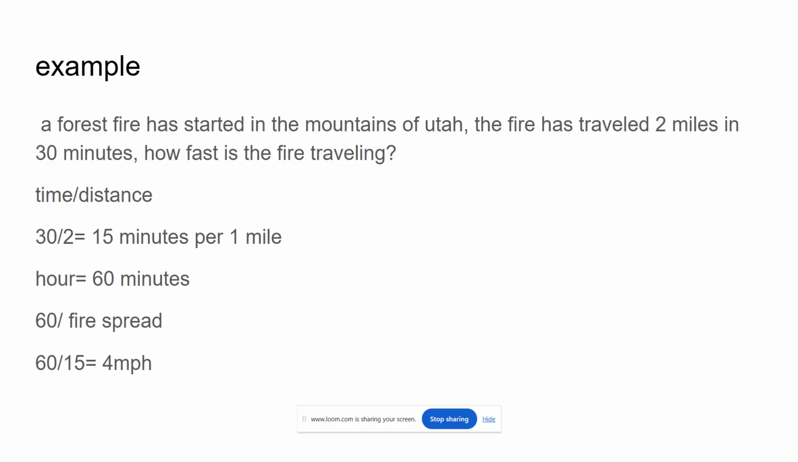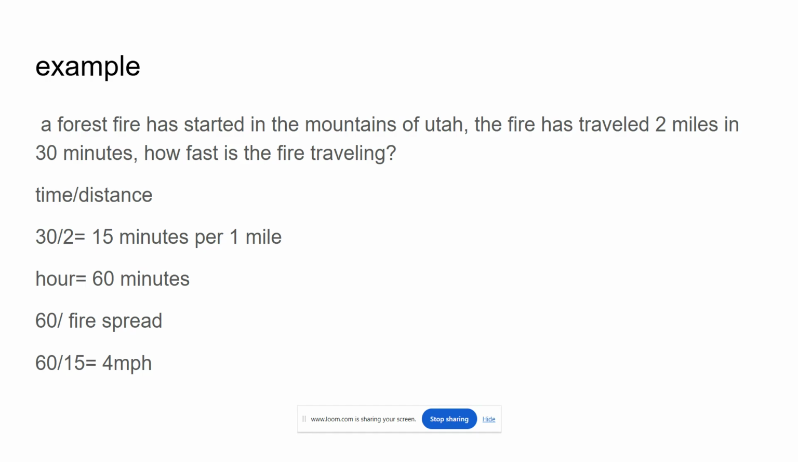And for an example, a forest fire has started in the mountains of Utah. The fire has traveled for 2 miles in 30 minutes. How fast is the fire traveling? You take the time and divide it by the distance. In this case, it would be 30 divided by 2, which equals 15 minutes per every 1 mile.